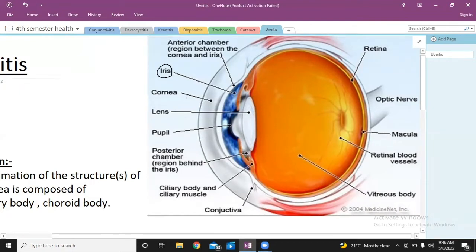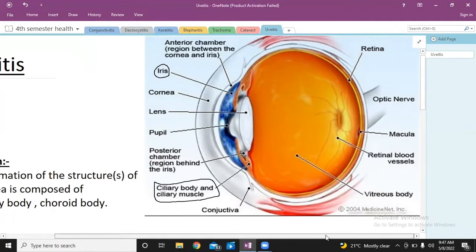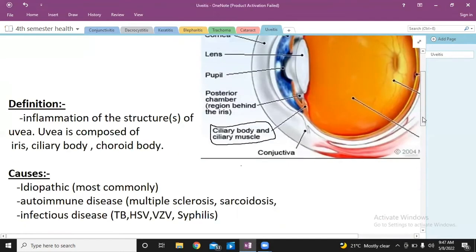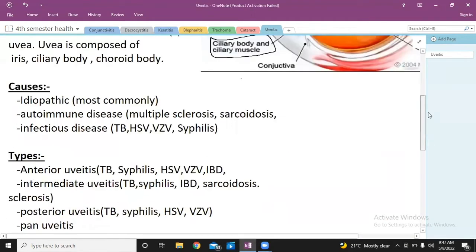Then there is the ciliary muscle or ciliary body. The ciliary body is the part which controls the movement of the iris, and it is attached to the iris. So this is the ciliary body. This is the iris, and one other thing is the choroid layer. This is the choroid layer. These three structures combine to form uvea, and when any part of this uvea, any structure of this uvea, is inflamed, it means there is uveitis.